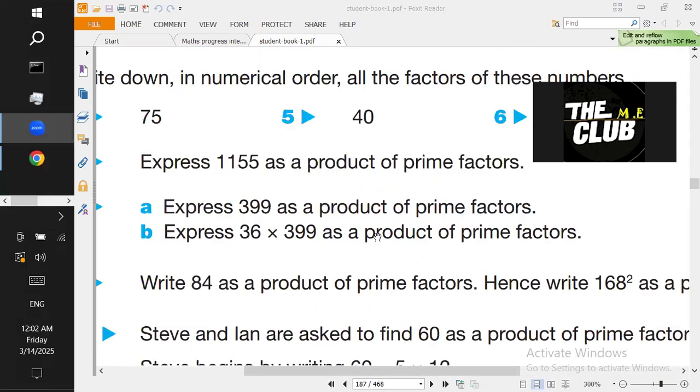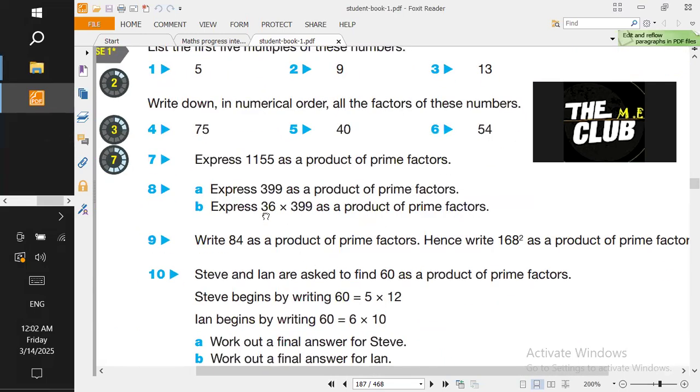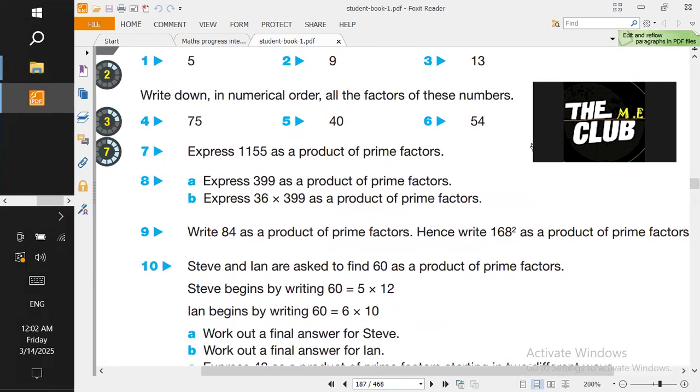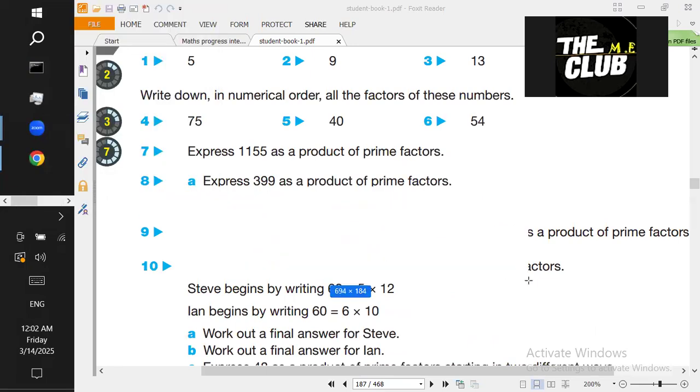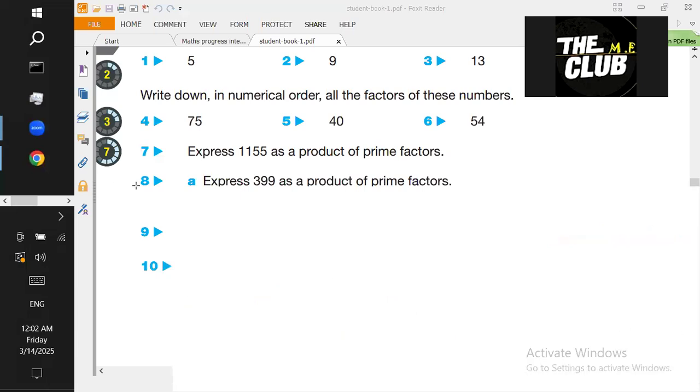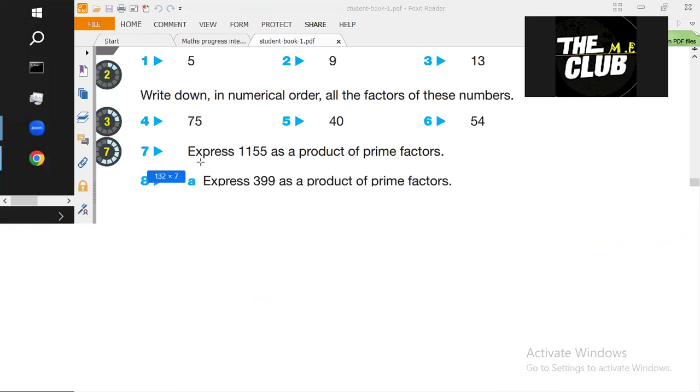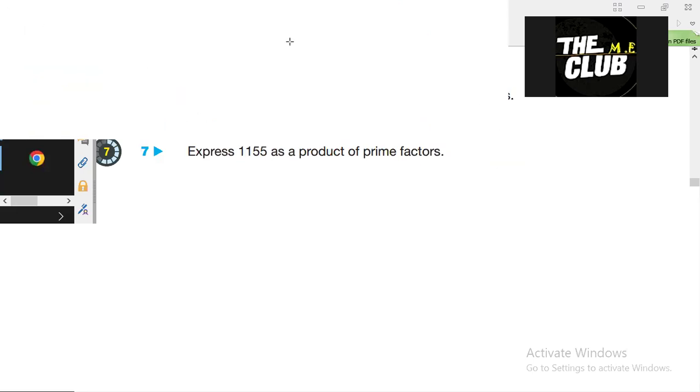Let's take this question, for example, here. Question 8. Let's cover the space. Express a number as a product of its prime factors. It means you have to break down the number and write the prime factors multiplied next to each other. Okay, let's take this. It's just 7. So express 1155 as a product of prime factors.